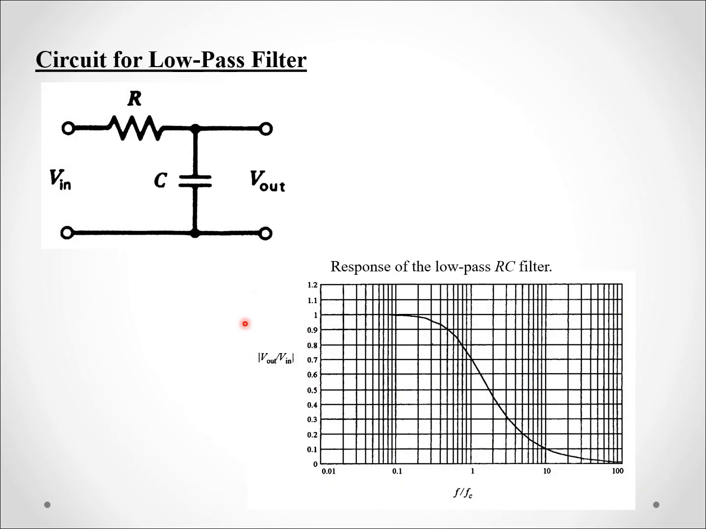This is the circuit for a low pass filter, where we have V in, firstly connected to a resistor, and we have a capacitor which is parallel to the output. And the graph here shows the response of the low pass filter. From this graph, we can clearly see that when the ratio of F over Fc, which is the critical frequency, is less than 1 or low, then this filter will allow this frequency to pass through. While for the higher frequency, it will be blocked out. And this is the ratio between V out and V in for a low pass filter.